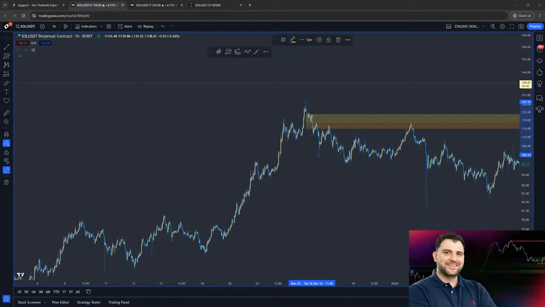For the signals for the exchange, we use for now for the crypto ones, Bybit. I think we use Bybit perpetuals. So BTC USDT dot P, for example, SOL USDT dot P on Bybit. So I think this is what we're using for the signals. But generally speaking, they're all very similar.